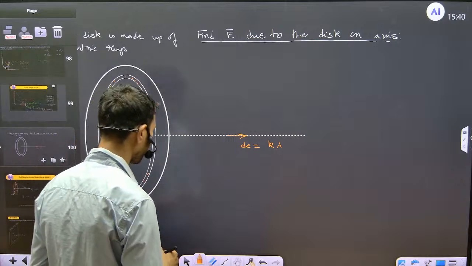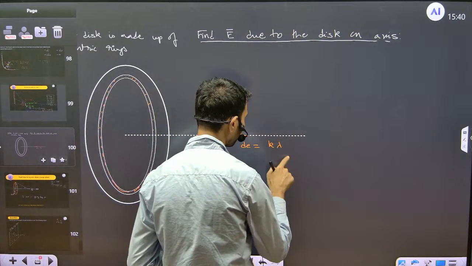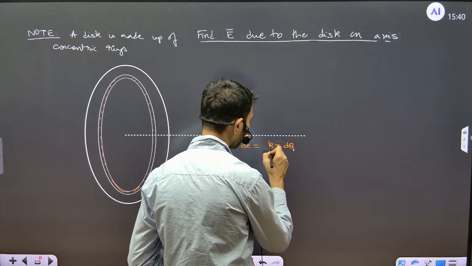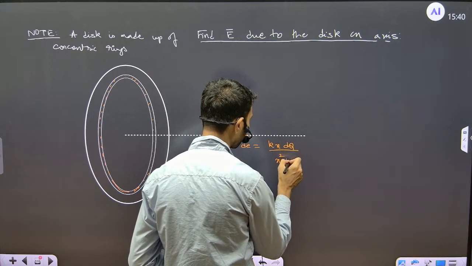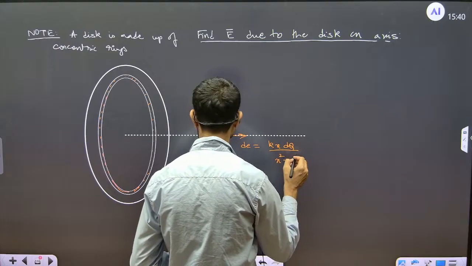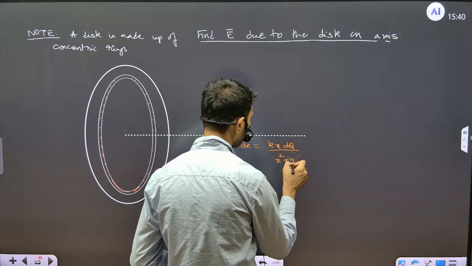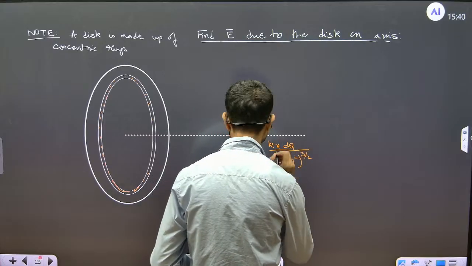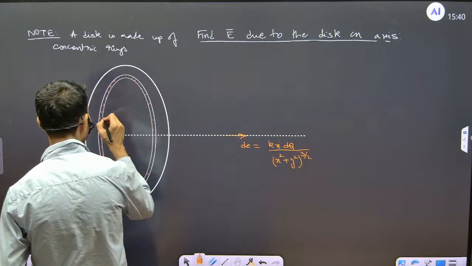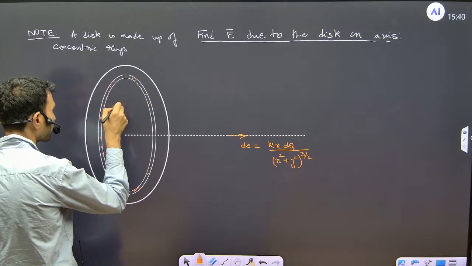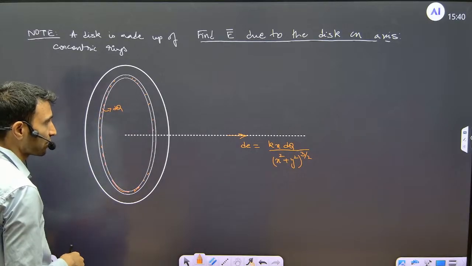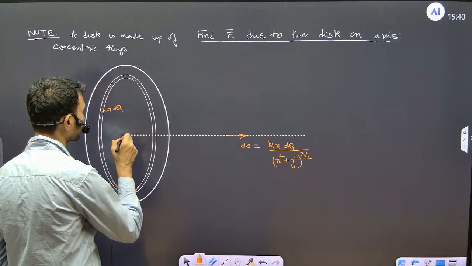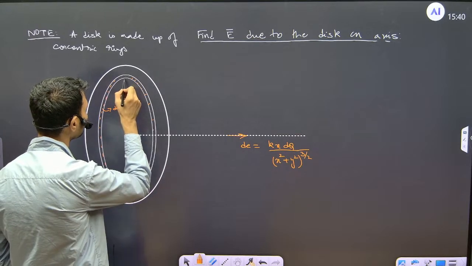Kx q naught divided by x square plus y square to the power 3 by 2. Where what is dq, guys? Dq is the small charge of this ring. The charge is dq, right? And the radius of this ring is, let's say, x. Right?